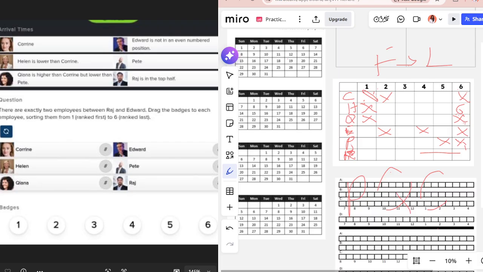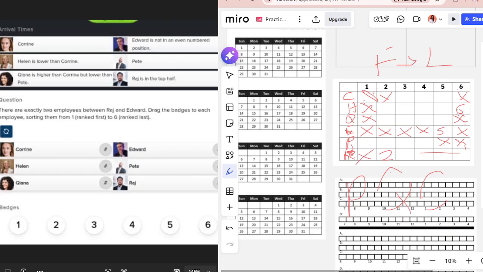If Edward is first, there are 2 employees between, so Raj should be fourth. So it's not possible for Edward to be first because Raj cannot be fourth. If Edward is third, Raj should be sixth, but it's not possible for Raj to be sixth. So Edward cannot be third. So finally we have Edward at 5. And there are 2 employees between Raj and Edward, so Raj is second, right?